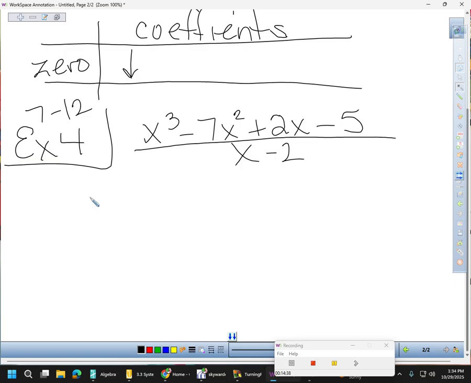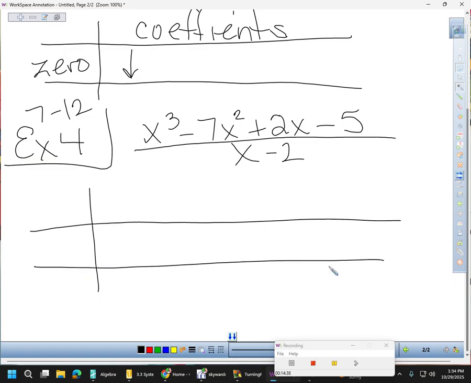All right, so first we do a long one-sided tic-tac-toe. Across the top are our coefficients. So we have 1x to the third, negative 7x squared, 2 x's, and minus 5. On the outside, what is the zero of what we're dividing by? Positive 2. Very good. So now here's synthetic.